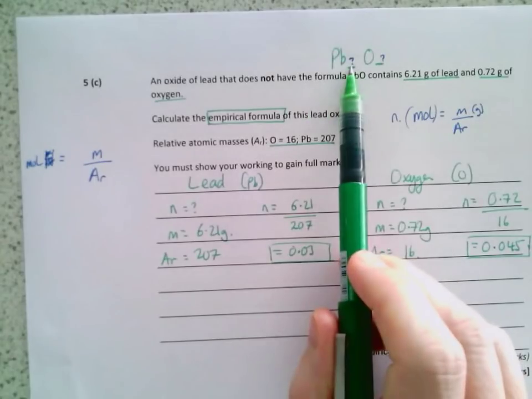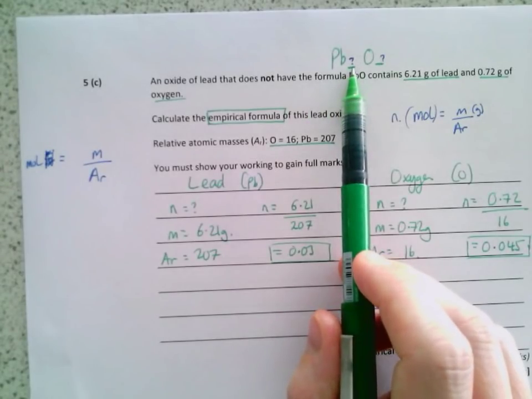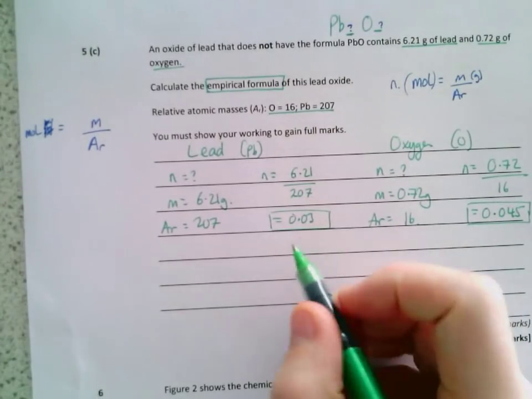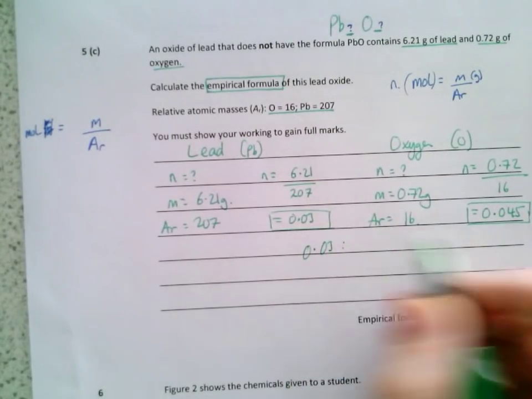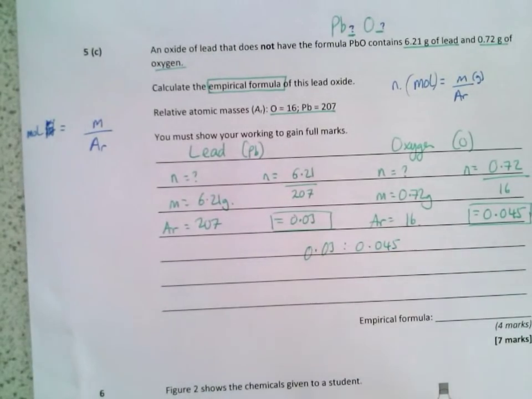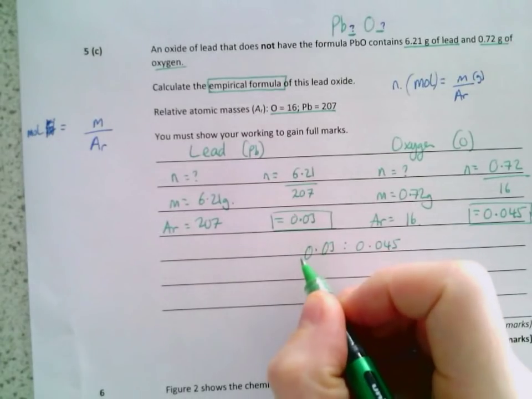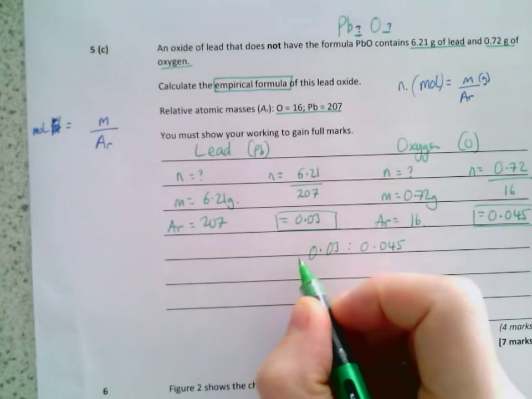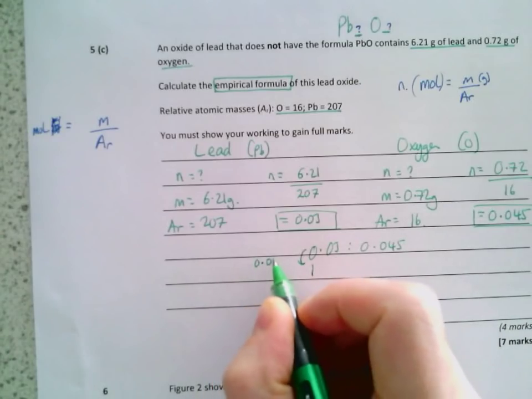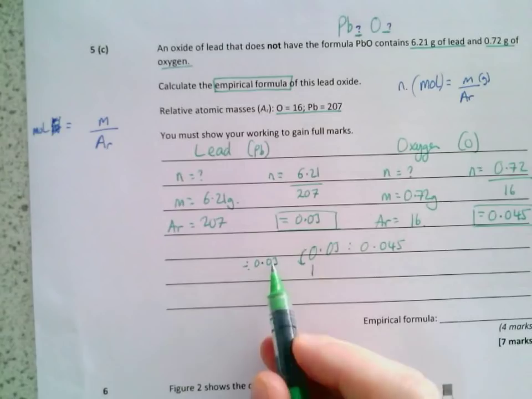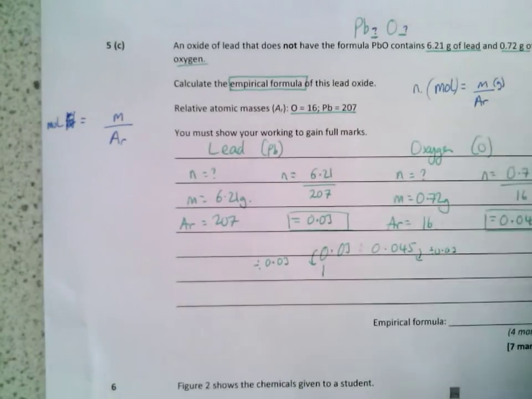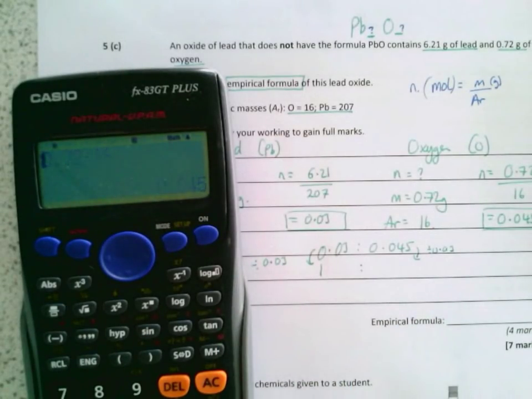However, we're not going to write 0.03 there. Okay, what we need is a ratio. So we need to turn this into a ratio, 0.03 of lead to 0.045 of oxygen, and we need to turn that into whole numbers. How do we go about it? Well, we could turn 0.03 to 1 if we divide by 0.03. Okay, 0.03 divided by 0.03 is 1. So let's divide by 0.03 on both sides, and we'll end up with this ratio.